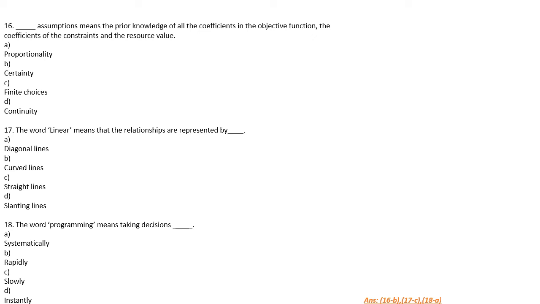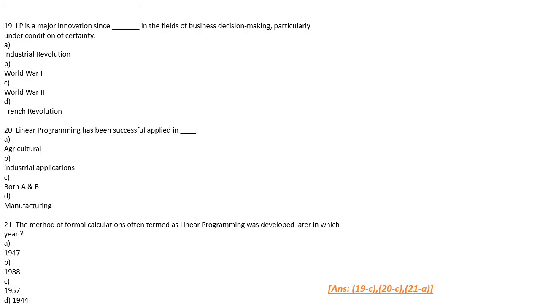17. The word linear means that a relationship are represented by: A. diagonal lines, B. curved line, C. straight line, D. slanting line. Correct answer option C, straight line. 18. The word programming means taking decision: option A systematically, option B rapidly, option C slowly, option D instantly. Correct answer option A, systematically.